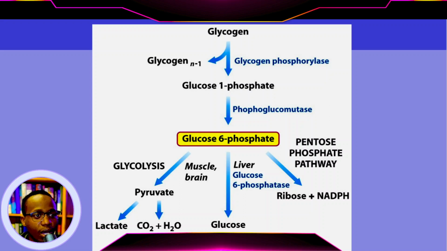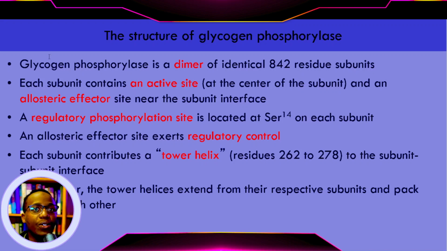We'll get back to how it's important, but again, today we're talking about its role as an enzyme. So let's get back to it. Again, it's a dimer with identical subunits. Each subunit has 842 residues, right? And each one has 3 different sites, guys. What are the 3 different sites?